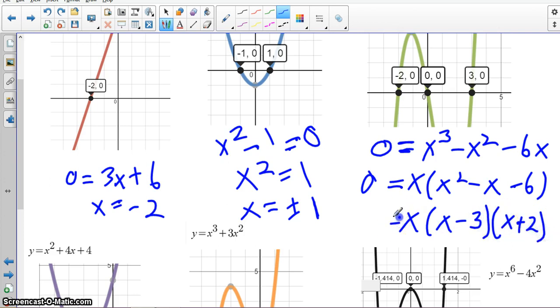Pause it and try to remind yourself of what I am doing here. And then lo and behold, x goes with this one, x minus 3 goes with this one, and x plus 2 goes with this one. It gives you the 3 x-intercepts. And there you go. And that's what we'll be working on for the next couple days.